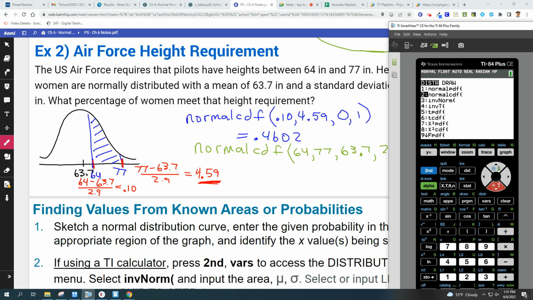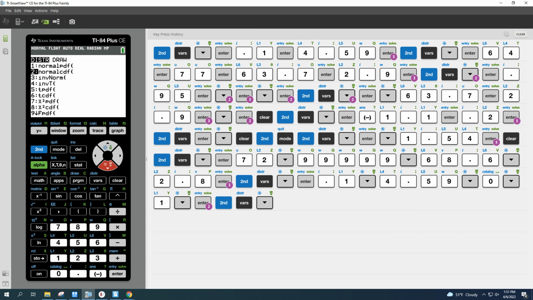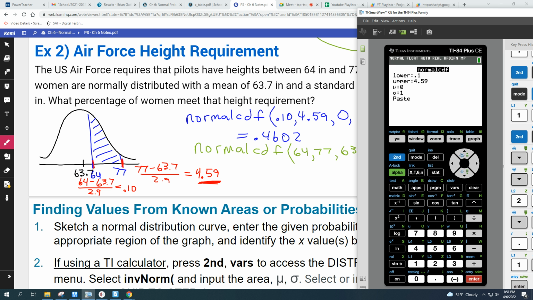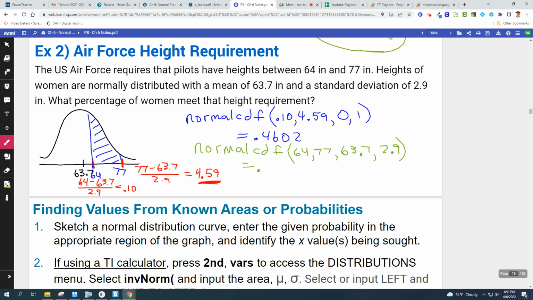Second vars, normal CDF. And the lower was 64, upper was 77, mean was 63.7, and the standard deviation was 2.9. Paste it in, home screen, 0.4588. Notice it's not the same.